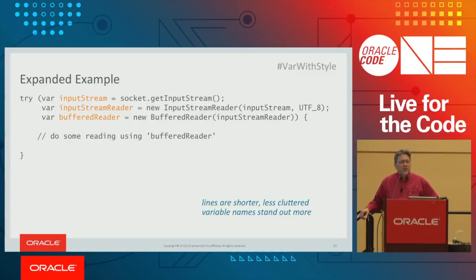All right, let's replace them with var. Okay, that cleaned it up quite nicely. We haven't lost anything. We know exactly what's going on there, and all the resource variable declarations fit on one line. So I think that's a lot nicer.